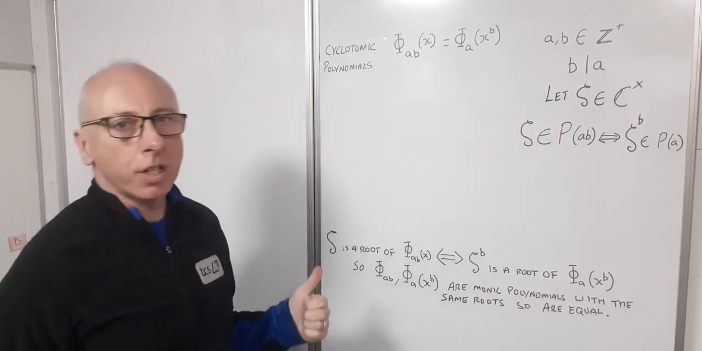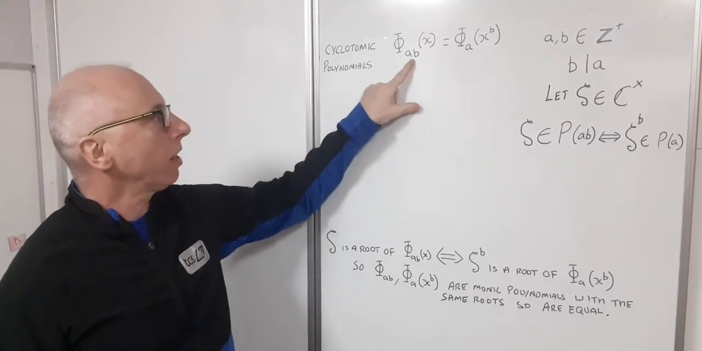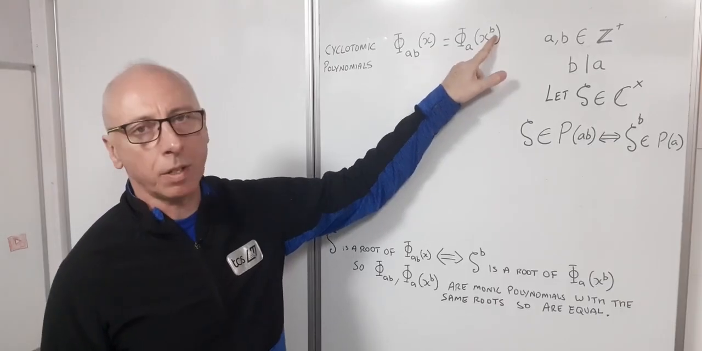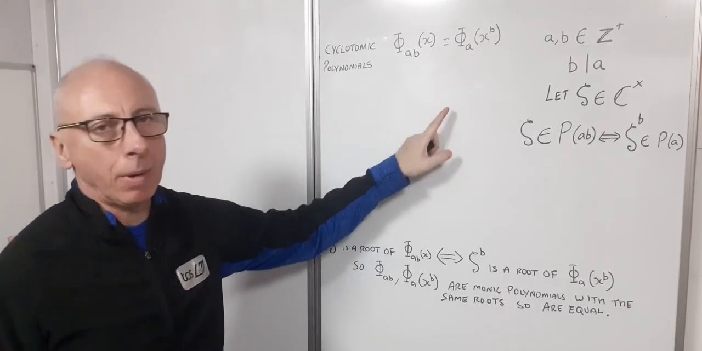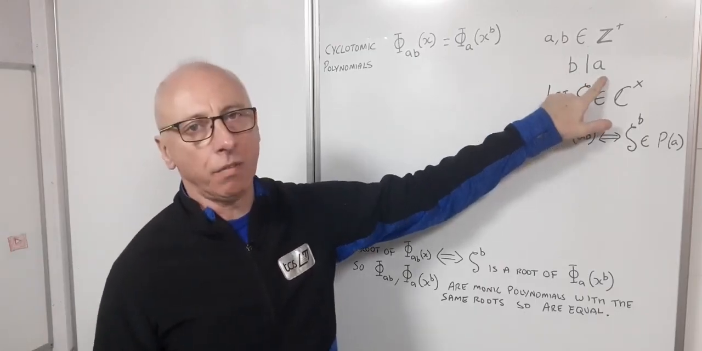Now in this video we're going to look at cyclotomic polynomials, and in particular this identity where psi of AB is the same as psi of A with the x raised to the power of that B. Now A and B have to be positive integers and B needs to be a divisor of A.